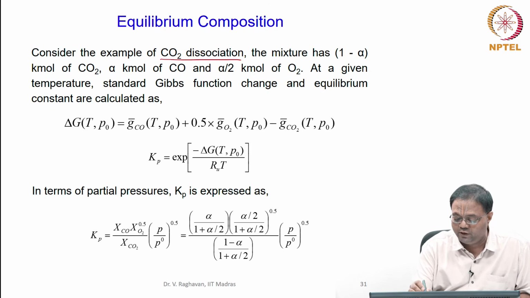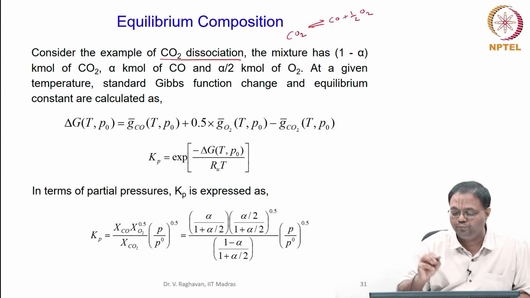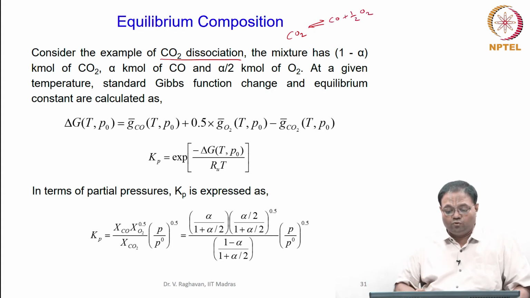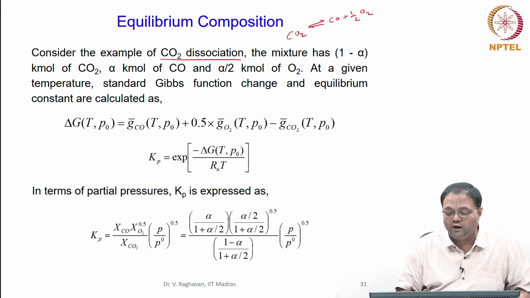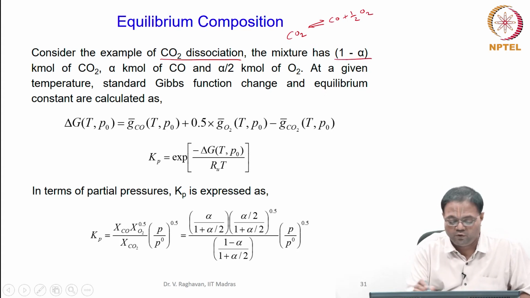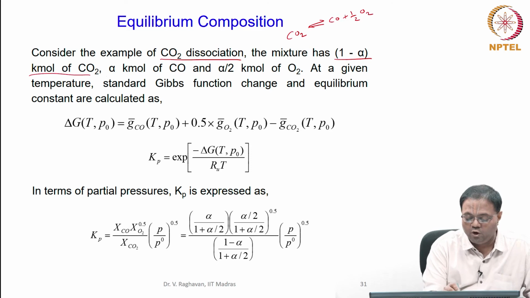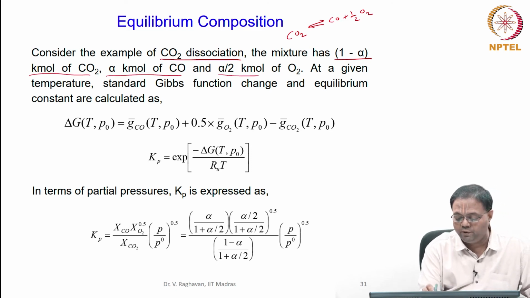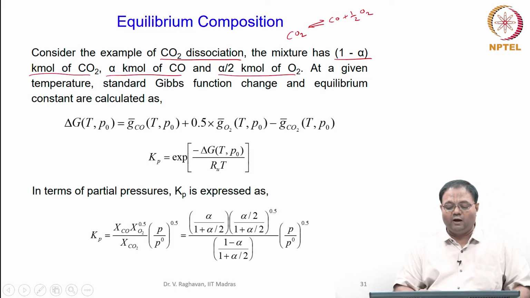dissociation taking place. The equation is CO2 reversibly giving CO plus half O2. Correct. So now in this case we know that the mixture has 1 minus alpha kilomole of CO2, alpha kilomoles of CO and alpha by 2 kilomoles of O2 at a given temperature.